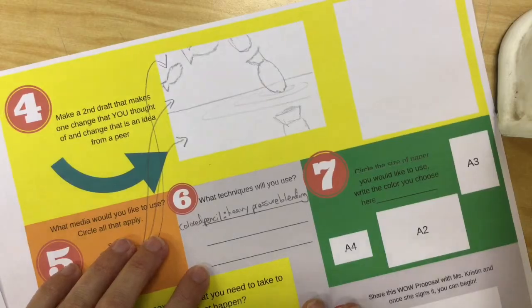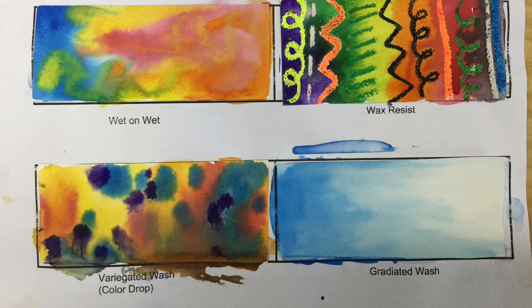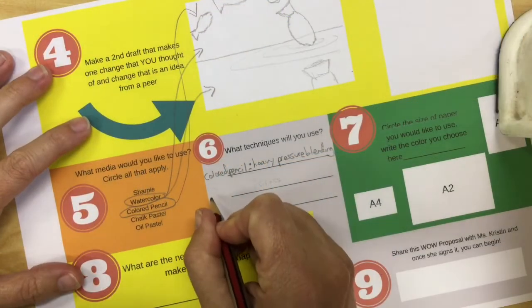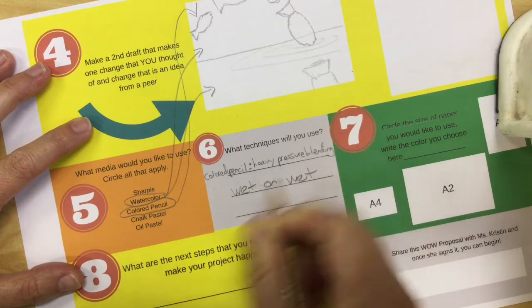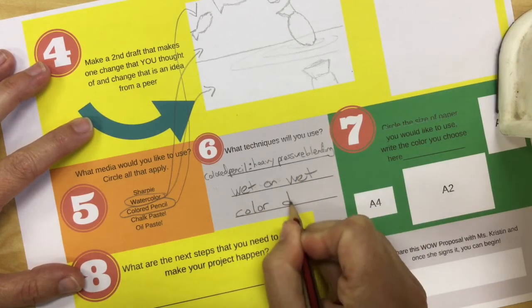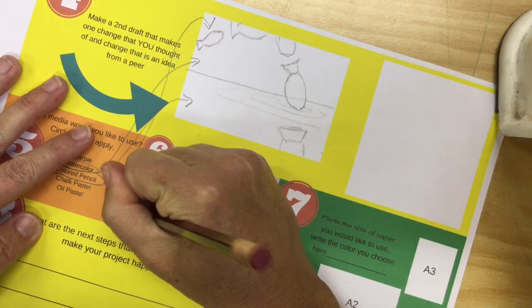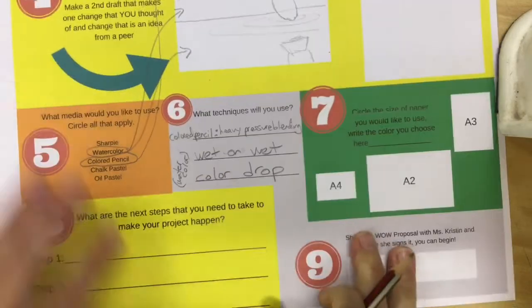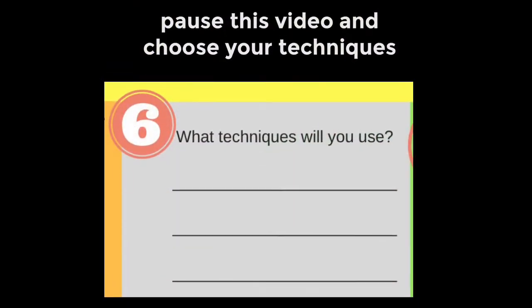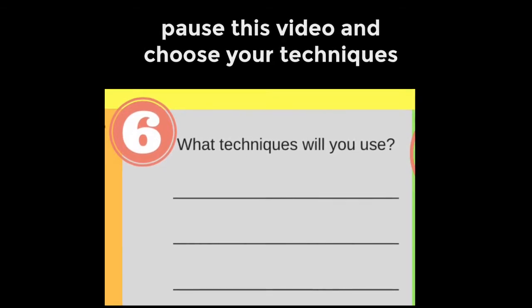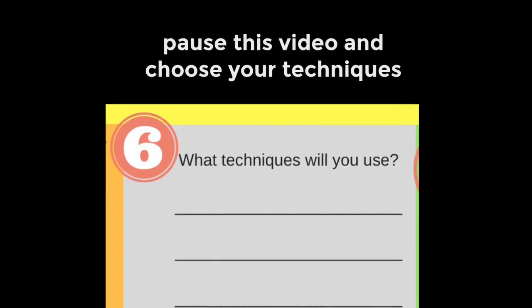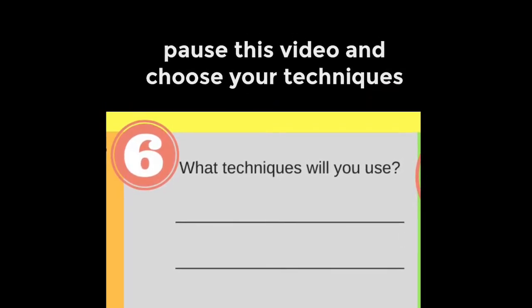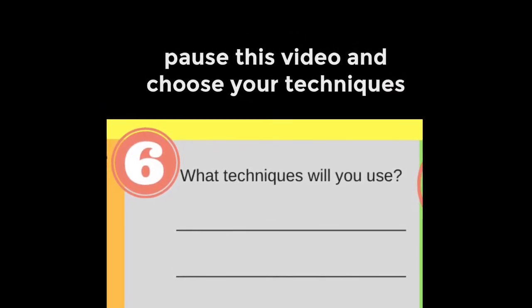Now I'm going to take a look at the watercolor technique sheet from my sketchbook, and I'm going to choose a technique or 2 that I am going to want to use for my background, and I'll write that down as well. So as you can see, I chose 2 watercolor techniques, wet on wet and color drop, and 1 colored pencil technique. All right, now it is your turn. Please pause this video, take out your sketchbook, and look at your technique sheets for the media that you chose, and write them down in step 6.